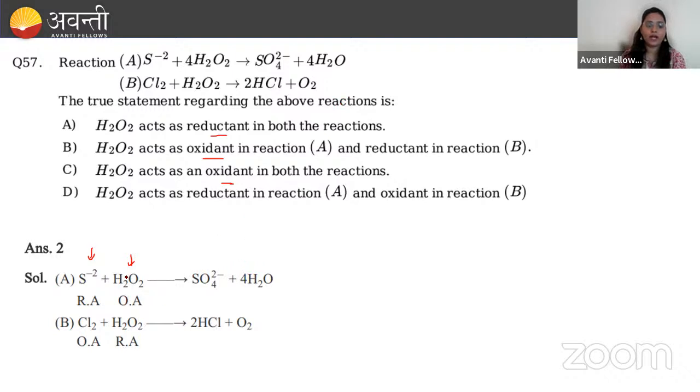Okay, so here what is happening? H2O2 is oxidizing. It is an oxidizing agent. It is oxidizing the S2- species and converting it into SO4 2-, and H2O2 itself is undergoing reduction. And here the converse is happening. So in the first reaction, it is acting as an oxidizing agent, and in the other reaction, it is acting as a reducing agent. So our option will be what? Answer B. Next reaction.